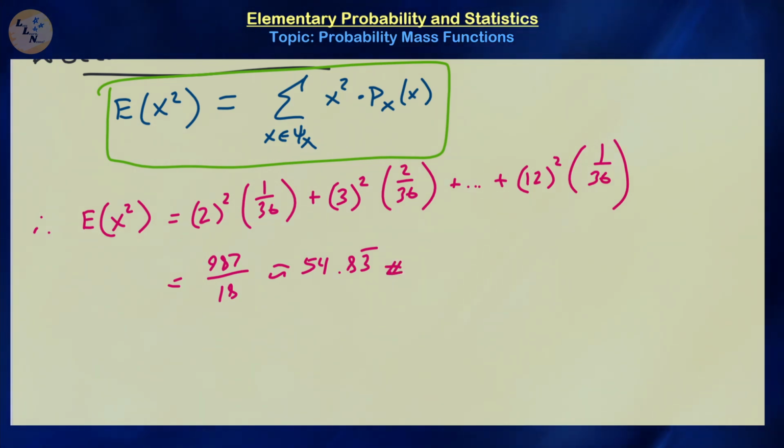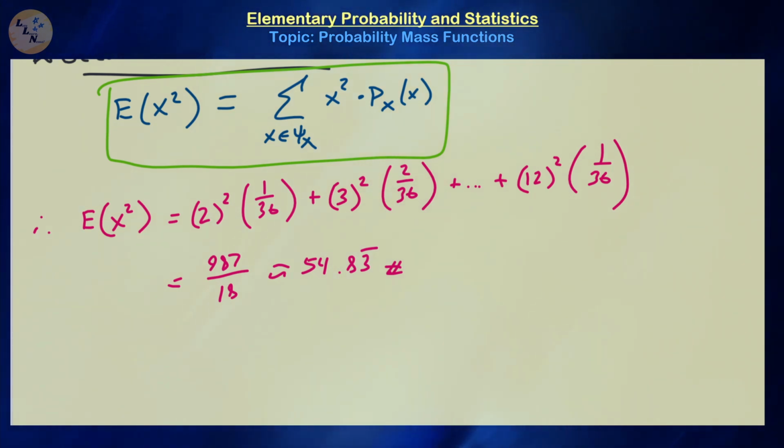So of course you can interpret the second moment as a measure of variation. The larger the second moment is, the more spread out the distribution of my random variable will be.